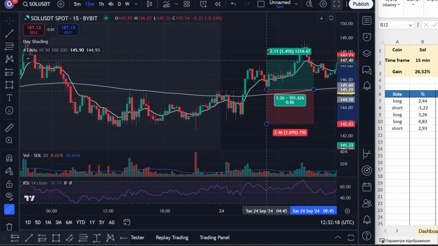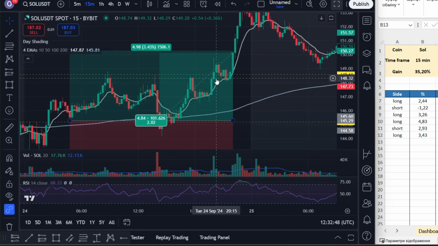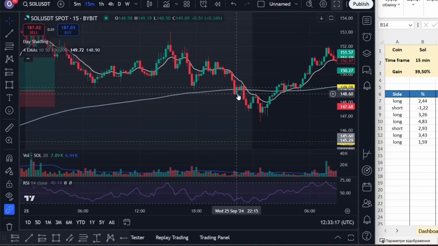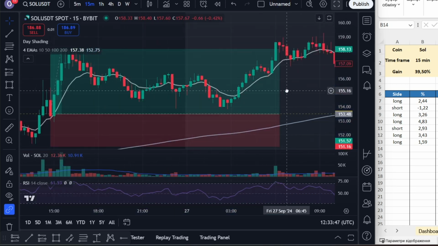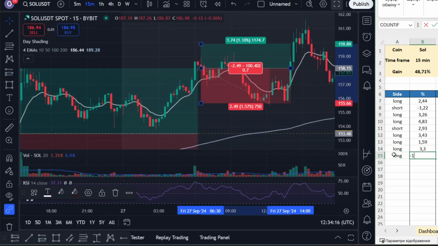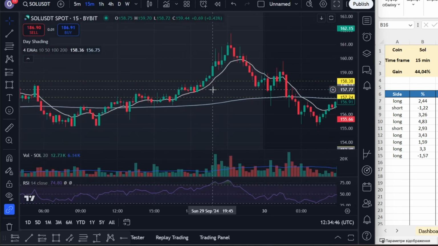Do you remember 200 EMA that I added in the beginning of the video? Turns out it does really make a difference, as almost all long positions I took were above 200 EMA and short positions below 200 EMA. So you can add another rule for the strategy to check 200 EMA and open long positions only if the price is above it and short positions if the price is below it.